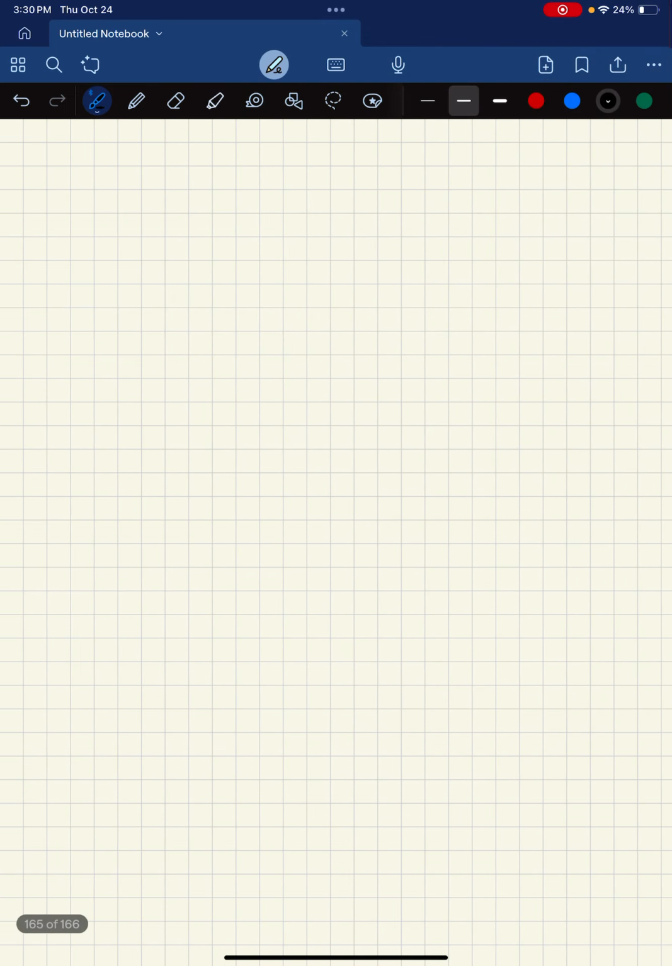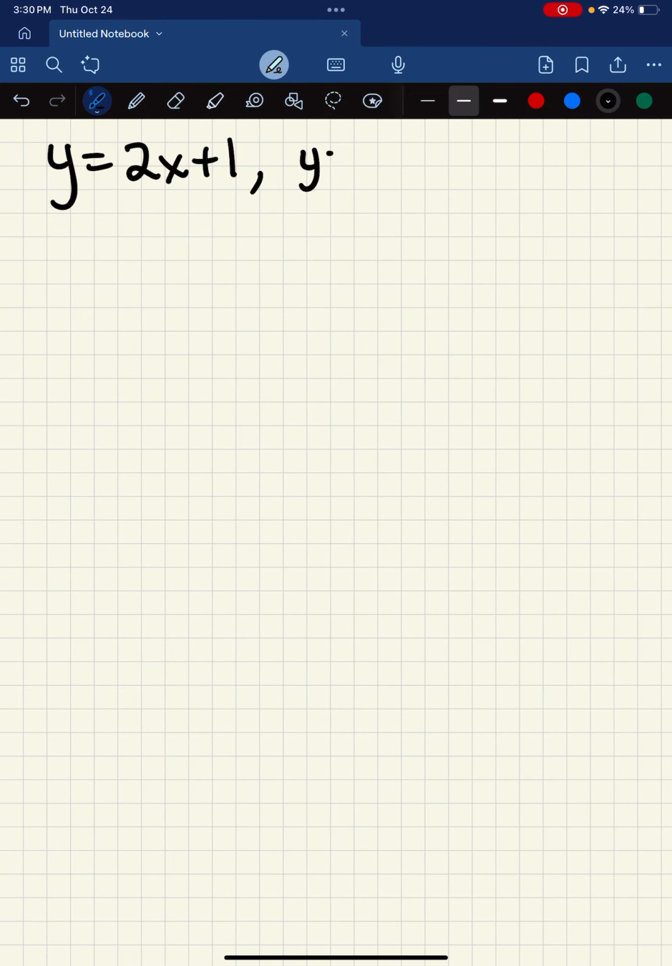but I think we can go just a little bit further in talking about graphing lines. Let's say I have two lines. Yeah, we'll plot them over each other. y equals 2x plus 1 and y equals, let's do negative 3x plus 1.